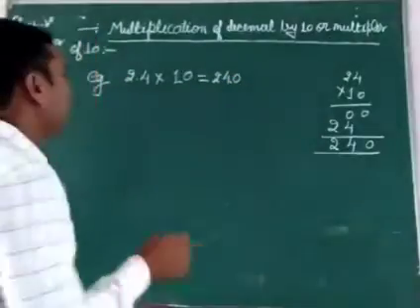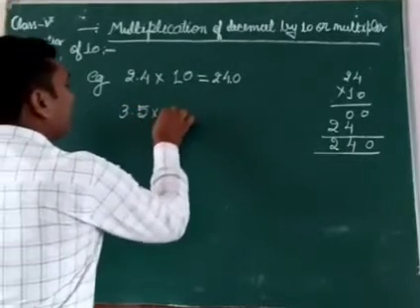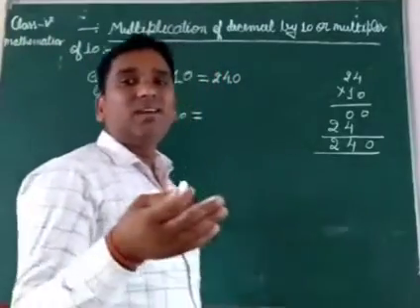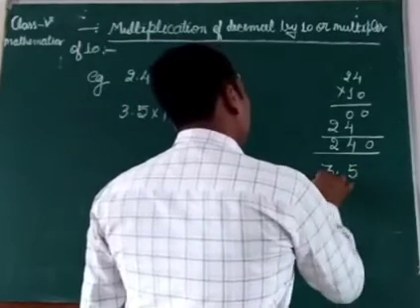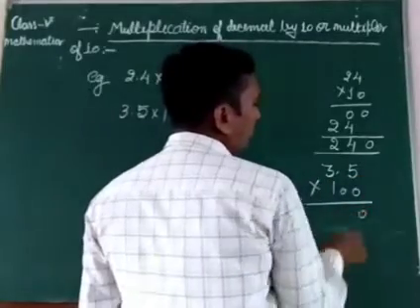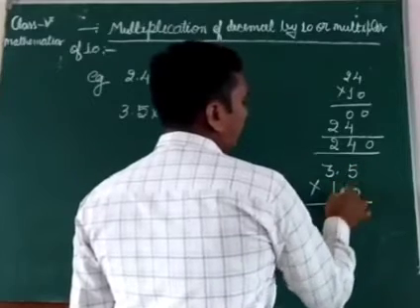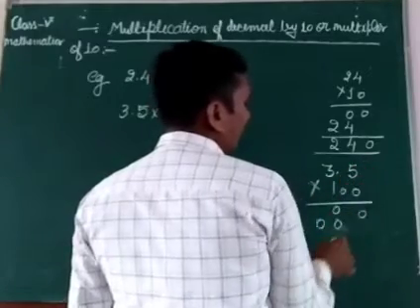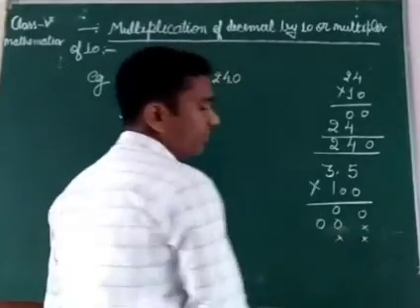Take one more example. 3.5, multiply it by 100. See the long method of multiplication here. 3.5 multiplied by 100. 0 5s are 0, 0 3s are 0. 1 5 and 0. 0 0 3s are 0. 1 5s are 5. Here 1 place, and in the third step leave 2 places.